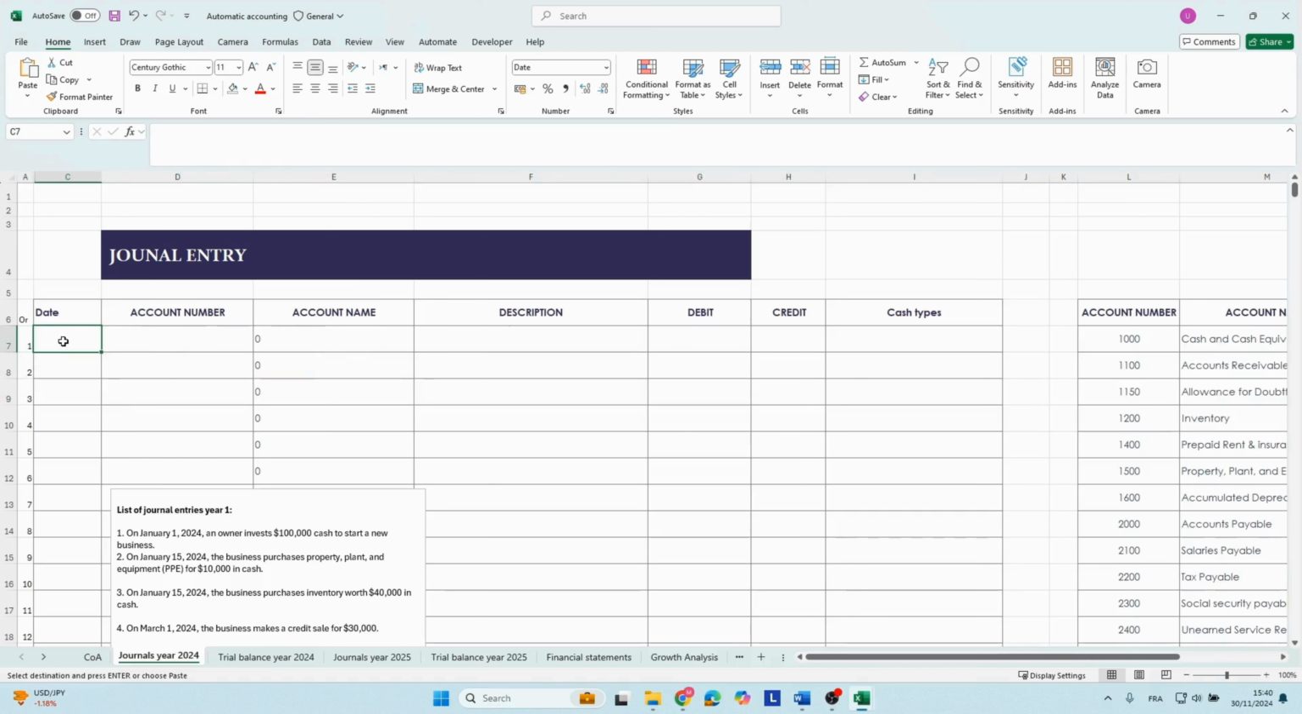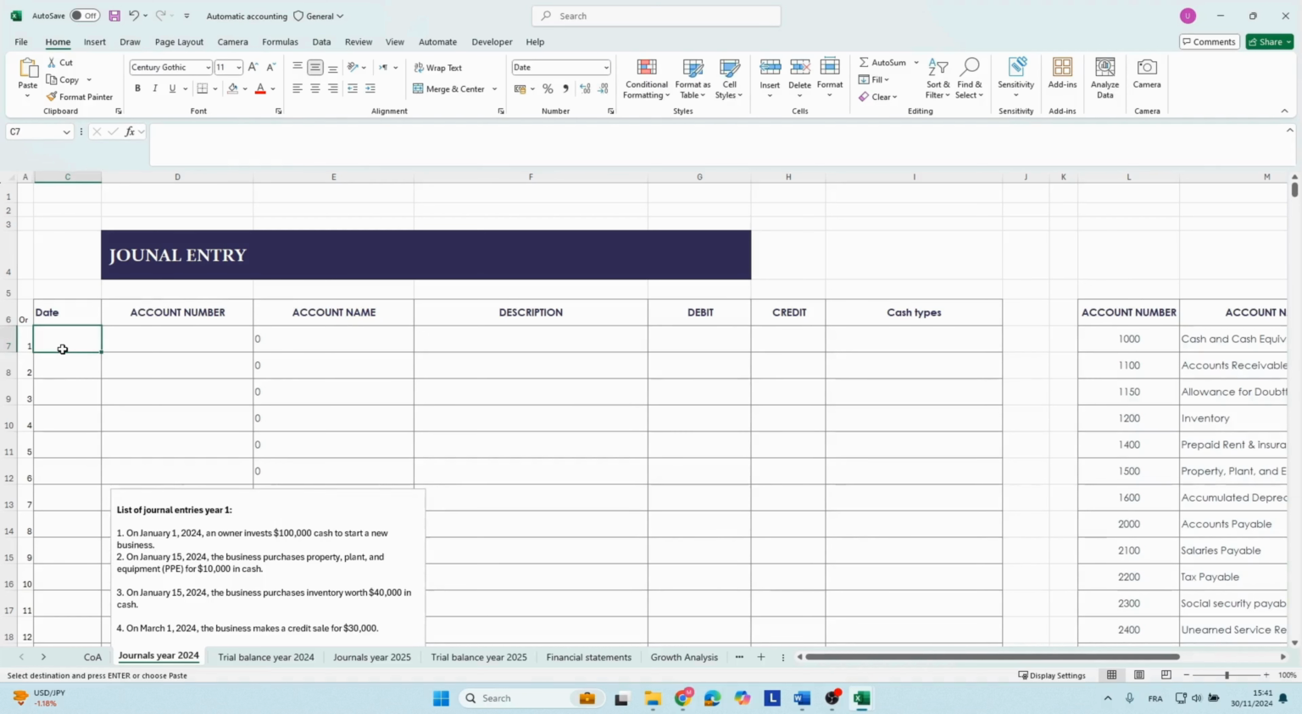So let's start with the first transaction. Our first transaction is on January 1st, 2024. An owner invests 100,000 cash in order to start a business. Of course, the investor puts it in the bank. When we create a company, we need to open a bank account and transfer the money to it.